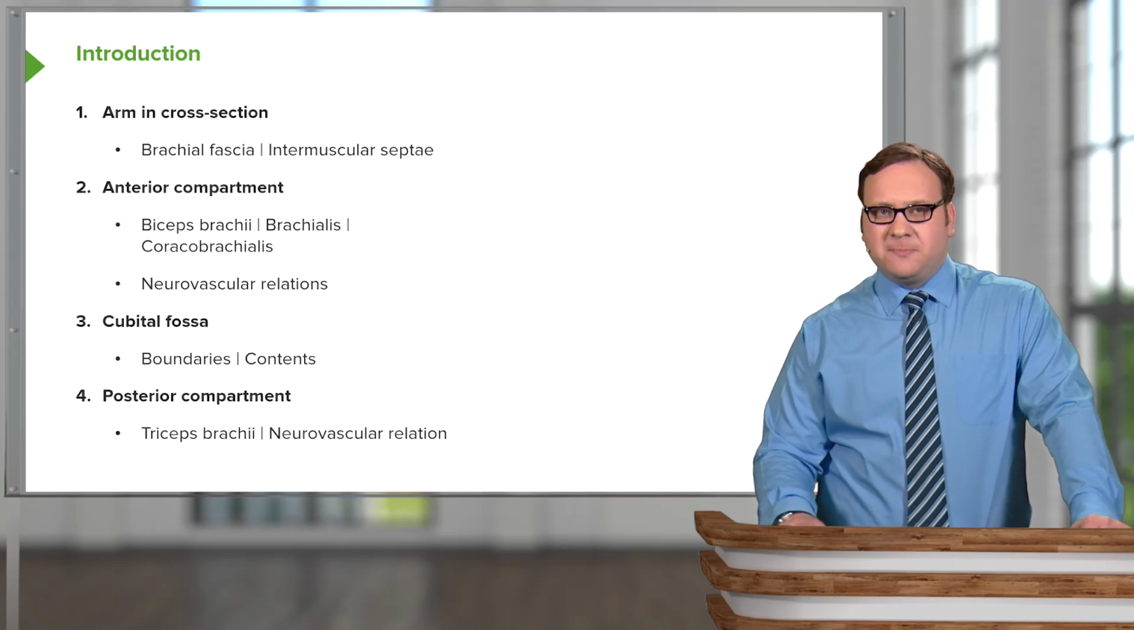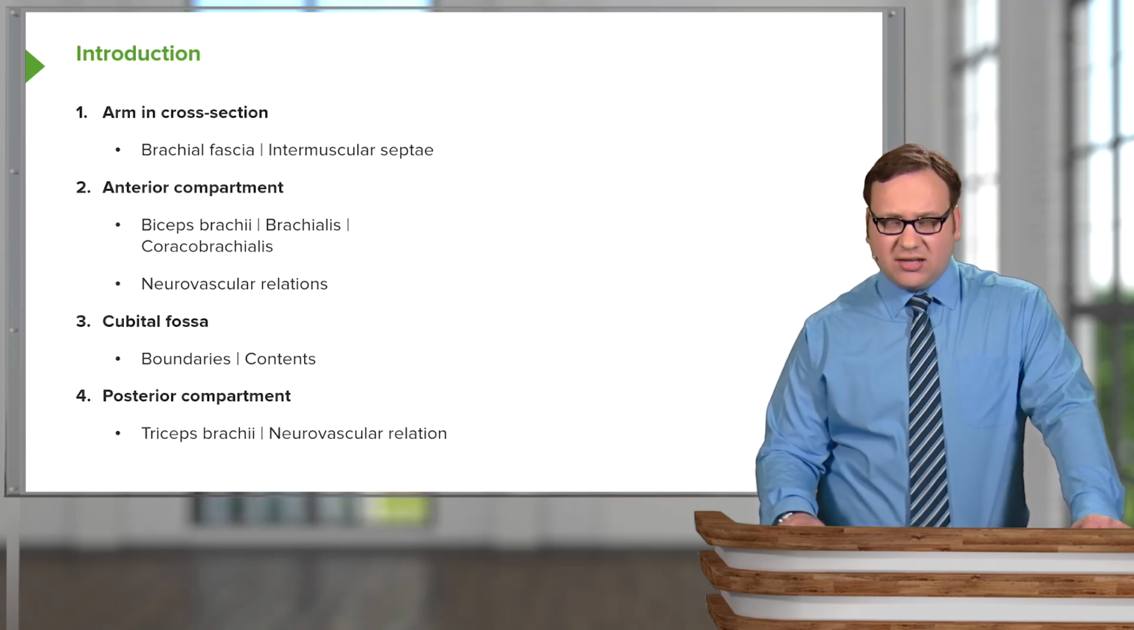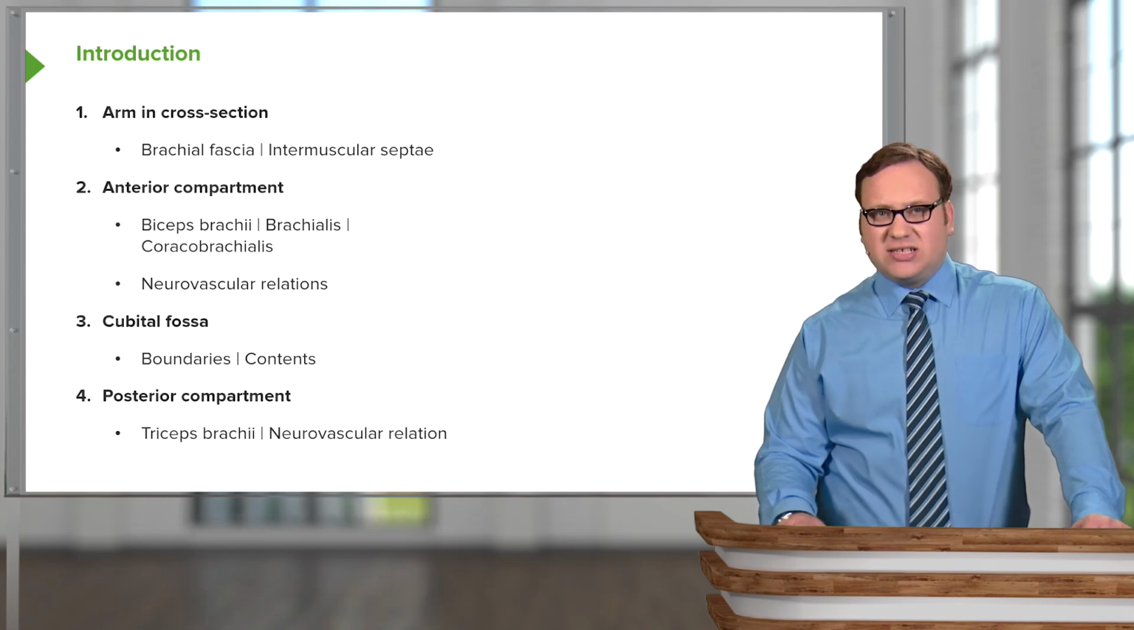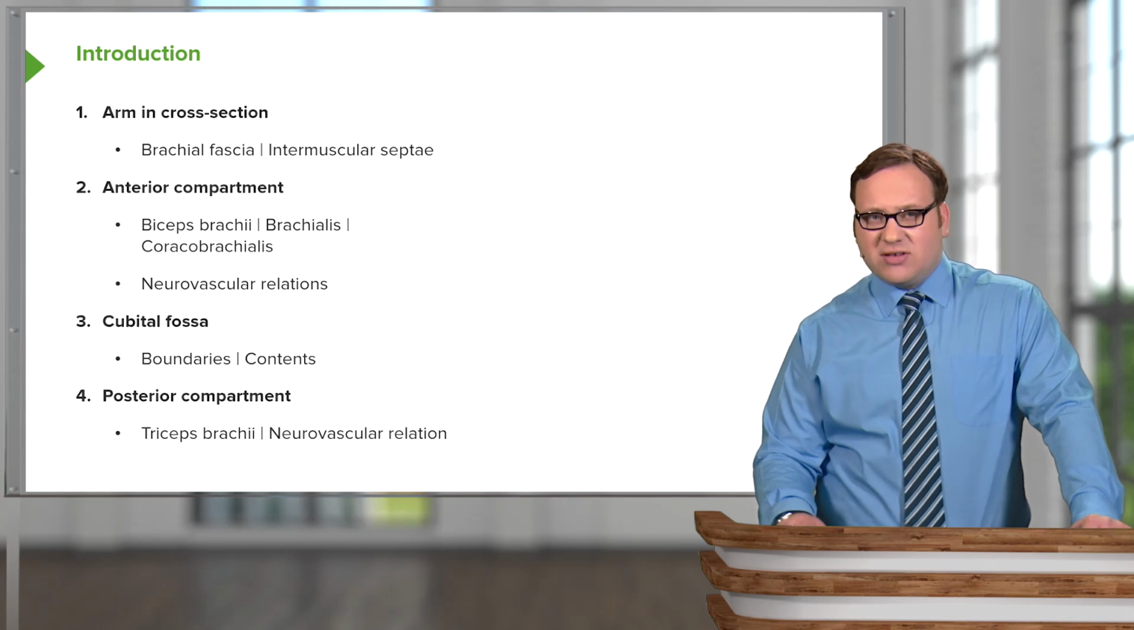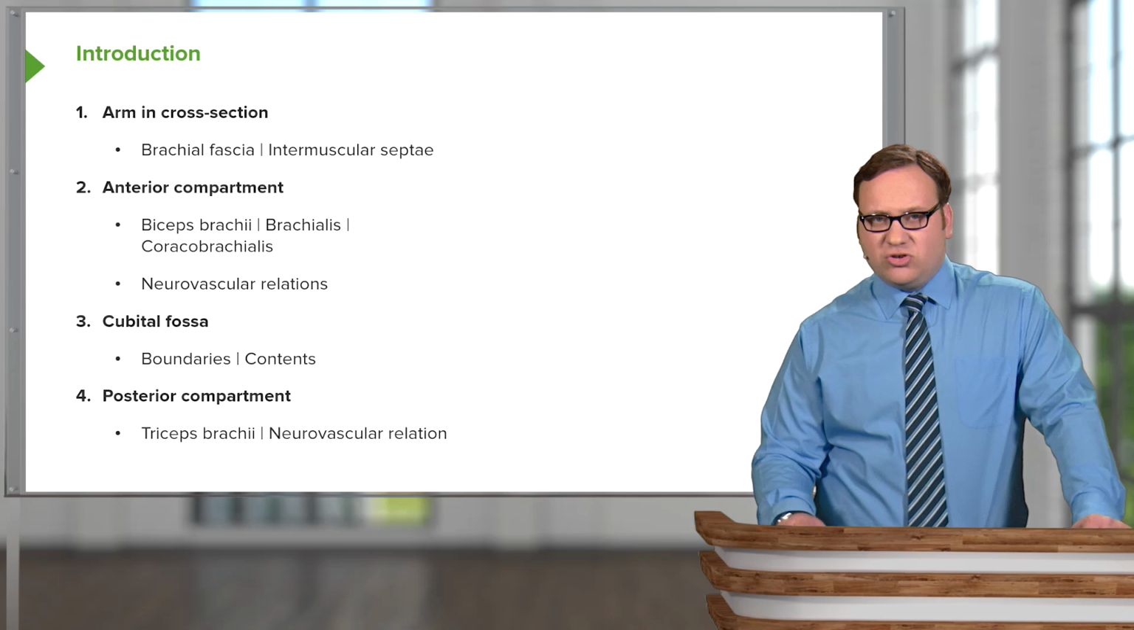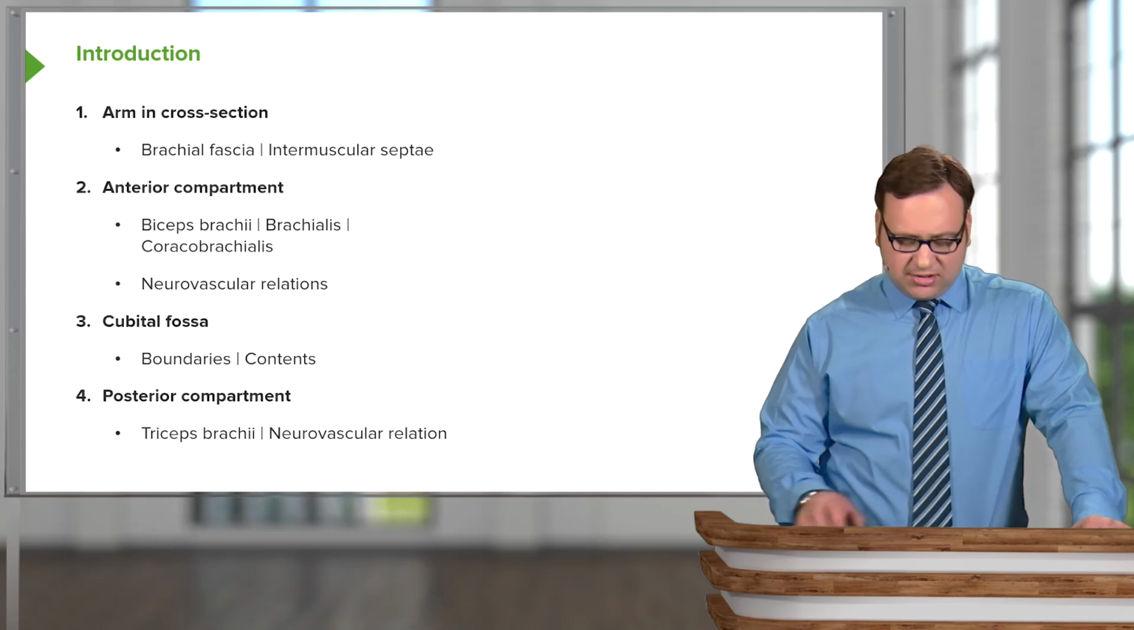anterior compartment. We'll then look at the cubital fossa that lies directly anterior to the elbow joint, its boundaries and the contents, and then we'll finish by looking at the posterior compartment, specifically triceps brachii and again some neurovascular relations.